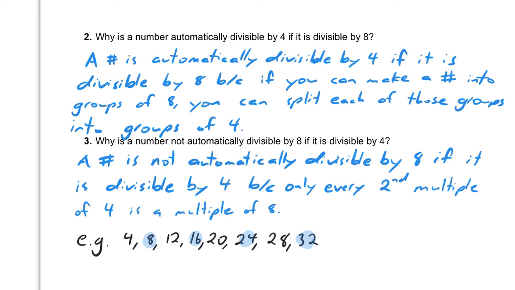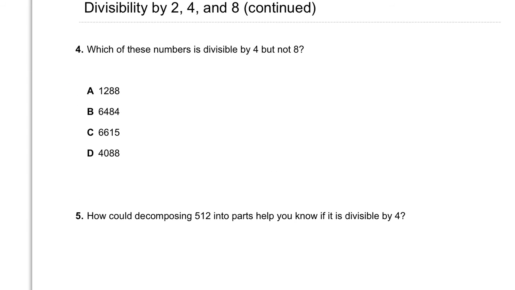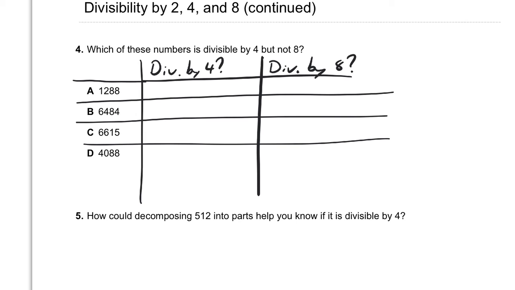Let's go on to the next question, which says, which of these numbers is divisible by 4 but not 8? So I've set up a little chart, a little table here so that we can figure out which one is which. First, let's get rid of the ones that are odd because we know odd numbers are never divisible by 4 or 8. Then let's look at 1288 next. It's an even number, and when we're looking at dividing it by 4, we're just looking at the last 2 digits. So let's go 88 divided by 2, and we get 44. It's an even number, so that means we could divide it by 2 again, meaning that it works for being divisible by 4.